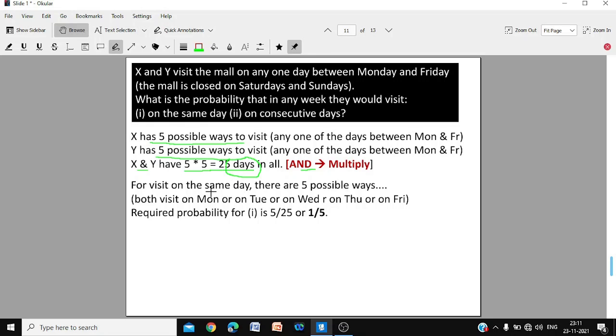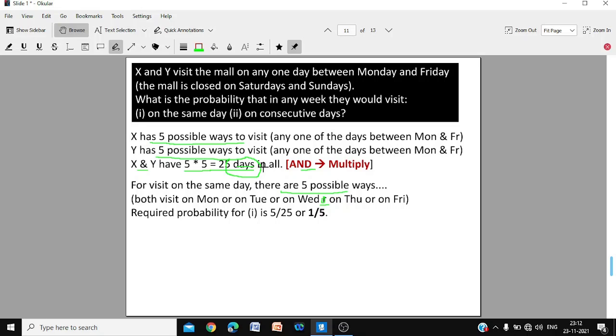For visit on the same day, there are 5 possible ways. Both of them could be visiting on Monday, both of them could be visiting on Tuesday, both of them could be visiting on Wednesday, both of them could be visiting on Thursday, and both of them could be visiting on Friday. This is OR actually, there's a spelling mistake, OR. So you got 5 possible ways in which both of them could be visiting on the same day, and there are 25 ways. Rather than days, it's better to write ways.